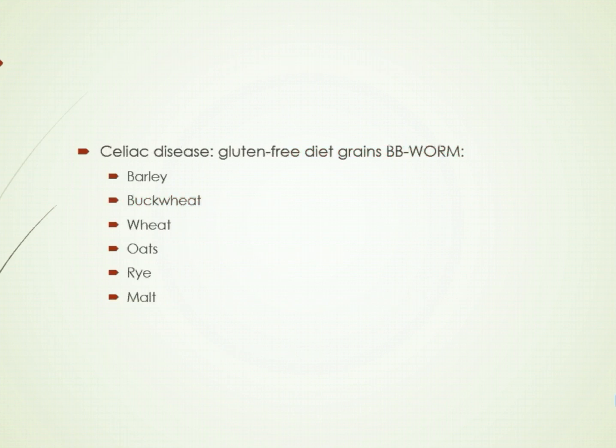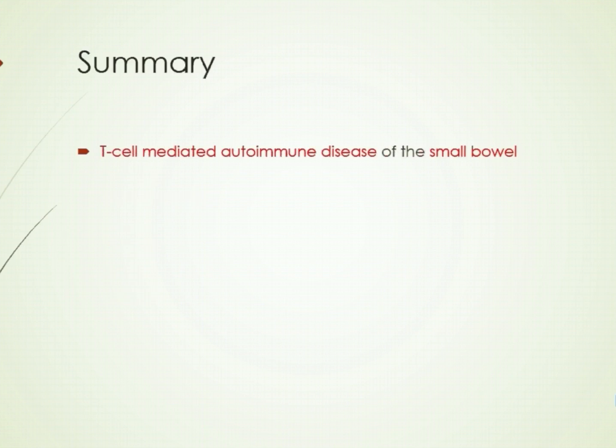If you struggle to remember which foods contain gluten, this mnemonic may help. BB worm. So barley, buckwheat, wheat, oats, rye and malt all contain gluten and should be avoided.